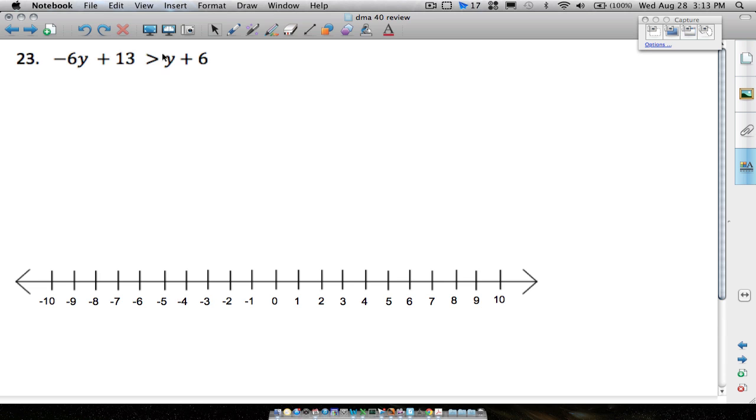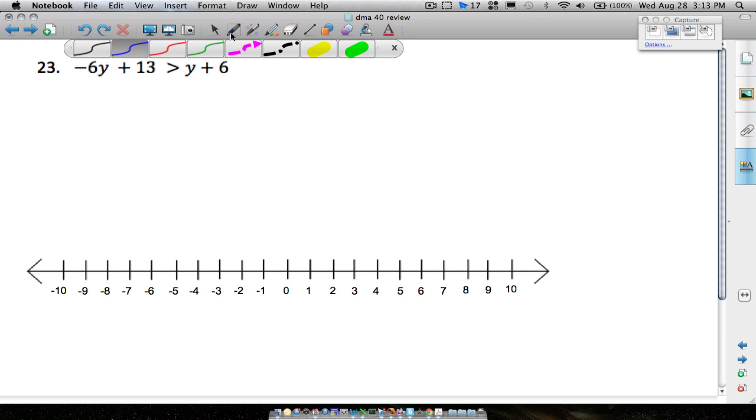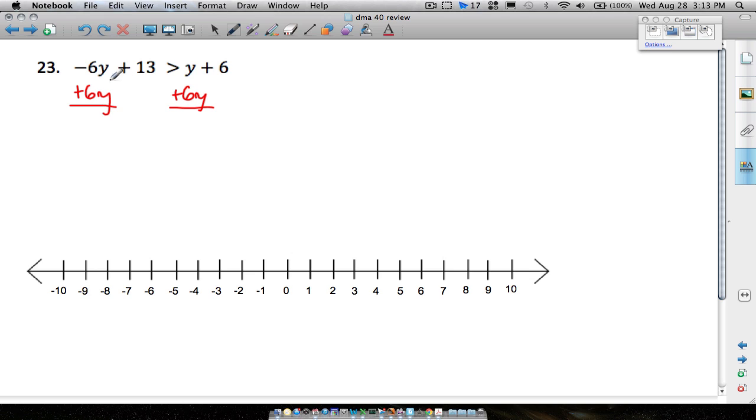All right, problem 23. I'm going to work this one out by moving the smaller number to the bigger number, just for the heck of it. You need to get used to it. Get comfortable with it. Moving the smaller one to the bigger one, yes, it is putting the variable on the right-hand side. That is okay. So the 6y's cancel, bring down what you have left.